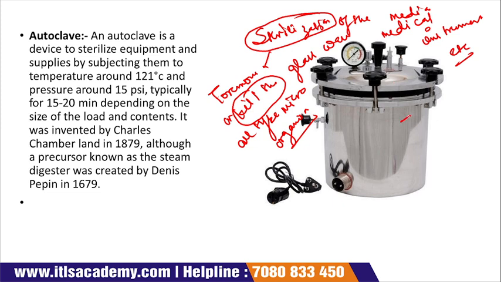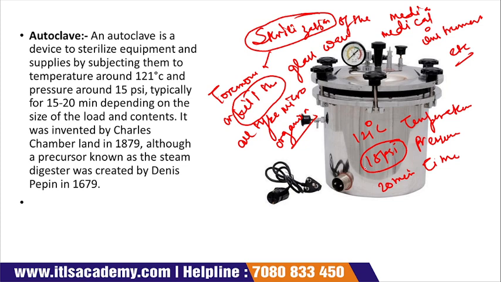There is a temperature, pressure and time combination. Temperature will be 121 degrees Celsius, pressure will be 15 psi and time will be 20 minutes. When the pressure reaches 15 psi, after that we count the 20 minutes. Now, the autoclave was invented by Chamberland in 1879, through a precursor known as the steam digester, which was created in 1679 by Denis Papin.